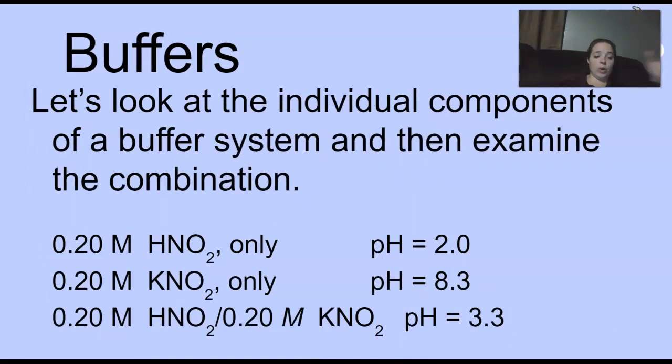We're going to look through it real quick. Don't worry too much about buffers. Just know it usually neutralizes stuff out, and its pH doesn't change too much. So if I have HNO2 and add KNO2 to it, it doesn't change too much. It goes to a 3.3. Okay.